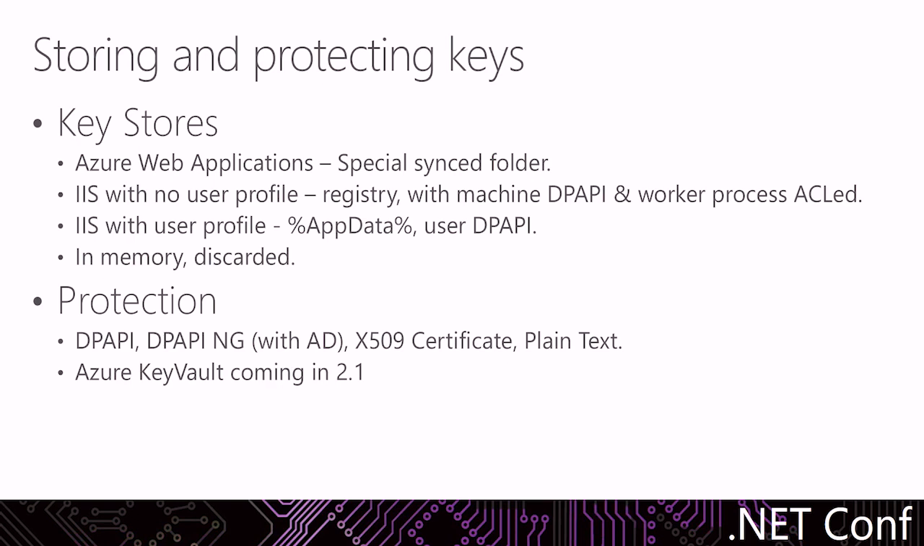So protections for Windows, we can use DPAPI NG. You can use an X509 certificate, or you can just leave them unencrypted, which is a really silly thing to do. We also have blob storage for key stores. We have Redis, where you don't really care whether it gets thrown away or not in case the cache gets emptied, but you can configure Redis for permanent caches. And then Azure Key Vault will be coming in version 2.1, so you can hook it up to your Azure Key Vault. We will create a key, and then it will get magically rotated, and away it goes.